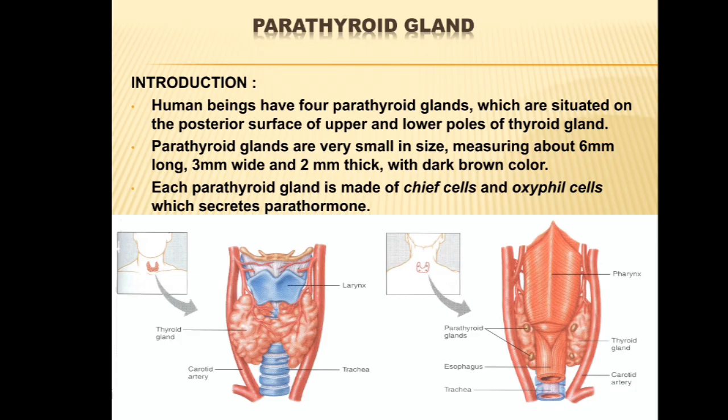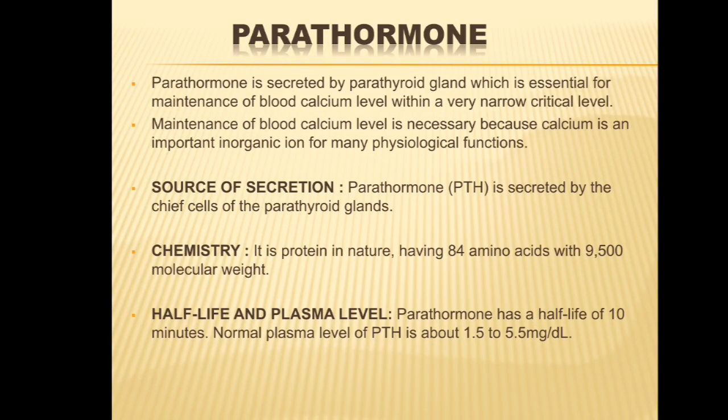the figure also. So it is parathormone secreted by the parathyroid gland, which is essential for the maintenance of blood calcium level in the body, because calcium is an important inorganic ion for many functions in the body. It is secreted by the chief cells of the parathyroid gland, and the hormone is protein in nature, made of 84 amino acids. The half life is 10 minutes, and the normal level of the hormone is 1.5 to 5 mg per deciliter.